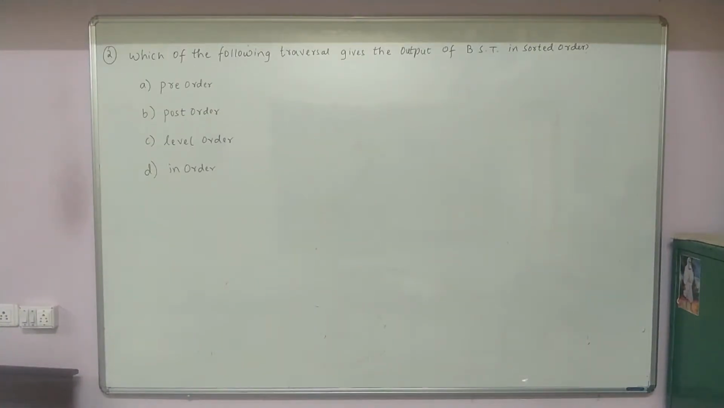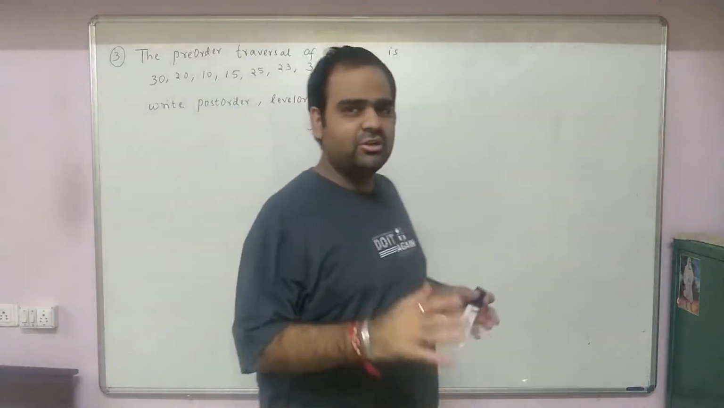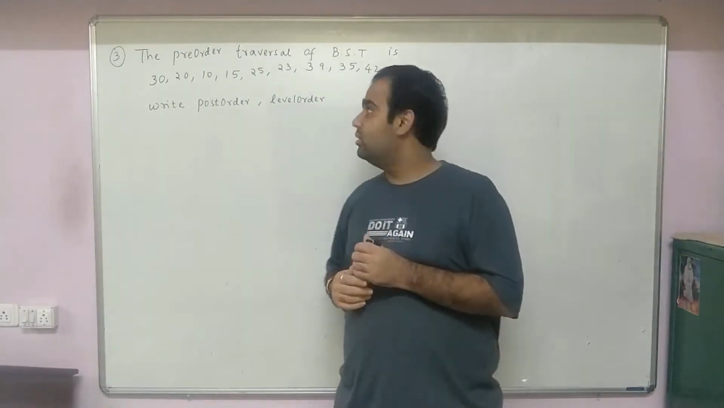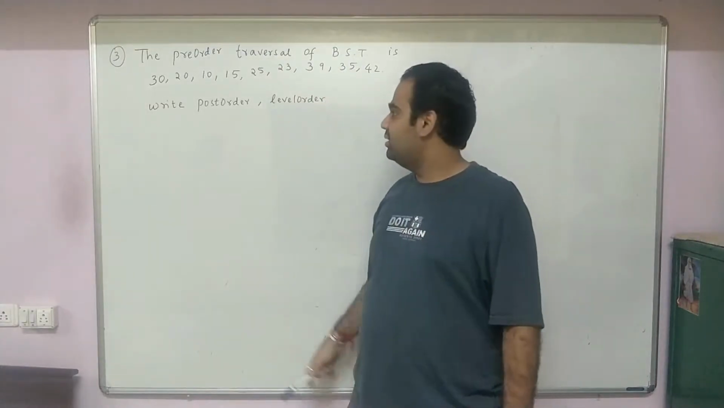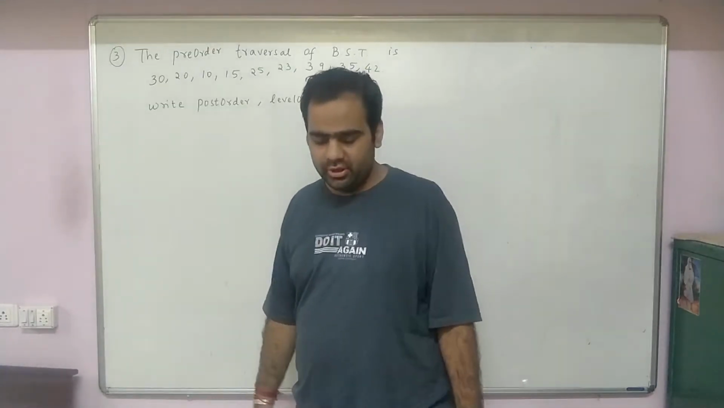The next question, the question states, which of the following traversals gives the output of binary search tree BST in sorted order? Yes, that's very easy. I want you to write the output of this code, output of this question yourself. That's okay, that's very simple. The next question is, we are given with the pre-order traversal of the binary search tree and you have to write the post order and level order.